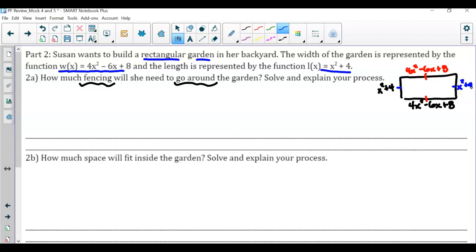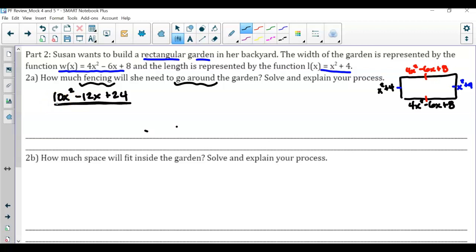So now I can just start combining my like terms. So here I've got 4x squared plus x squared plus 4x squared plus x squared, right? So that's 8, plus 2 from the x squared plus x squared, so here I've got 10x squared. Next, our x term. Well, I've got negative 6 minus 6, which is negative 12x. No x term in the length, so negative 12x. Then last, we've got 8 plus 8, which is 16, and 4 plus 4, which is 8. So 16 plus 8 is 24. So plus 24. That is the polynomial that represents how much fencing we'll need to go around.